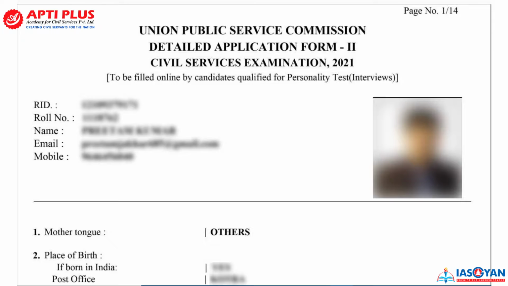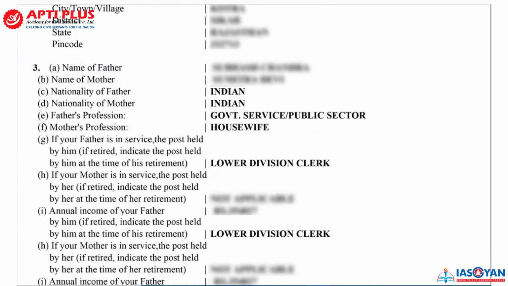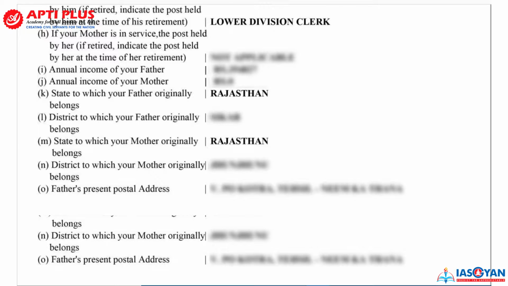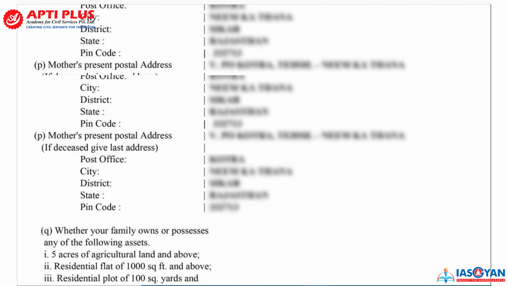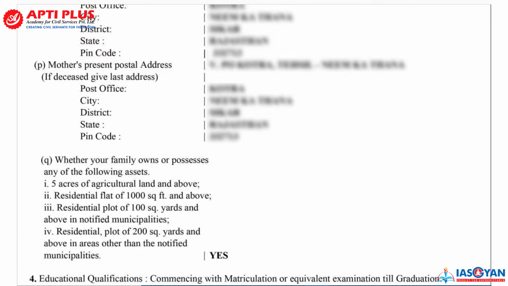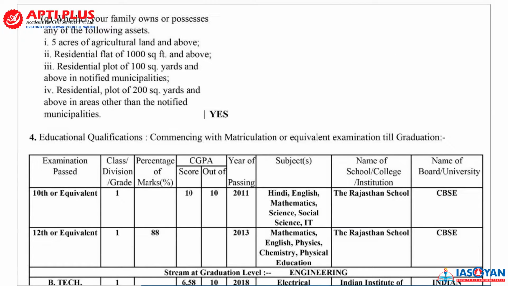So you have to mention your RID, roll number, name, email and mobile number. After that, you have to take note of the mother tongue, your father's nationality, mother, the basic details that you need to fill, the family details, the father's details, the actual origin of your father's state, right? The same continues with the mother. These are some of the details that would be required. After that, you have to share the details of the postal address for father and mother. And again, you have the residential details.